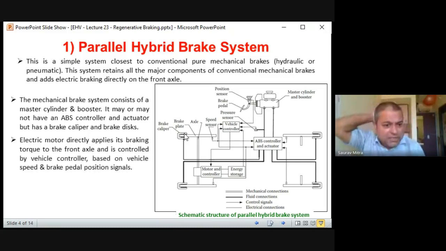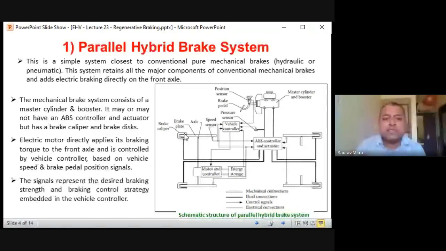Electrically, the motor directly applies its braking torque to the front axle and is controlled by the vehicle controller based on the vehicle speed and brake pedal position. So depending on how much pressure you give to the brake pedal, the ECU or vehicle controller decides how much brake has to be applied on each of the wheels. Accordingly it calibrates and the brake amount is controlled. The signals are produced from the position sensor, pressure sensor, and speed sensor. The signals represent the desired braking strength and braking control strategy embedded in the vehicle controller.